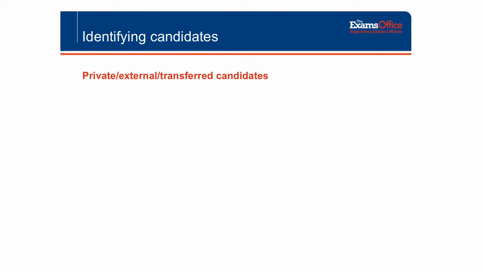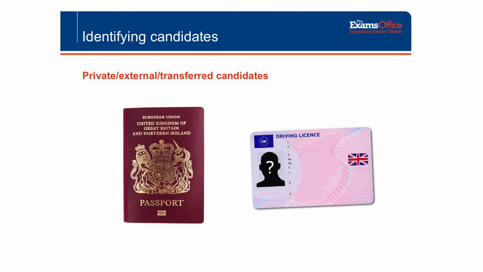Invigilators must be made aware of any private or external candidate or a transferred candidate who is taking the examination. Any such candidate who is not known to the centre must show photographic documentary evidence to prove that he or she is the same person who entered or registered for the examination or assessment. For example, a passport or photographic driving licence.